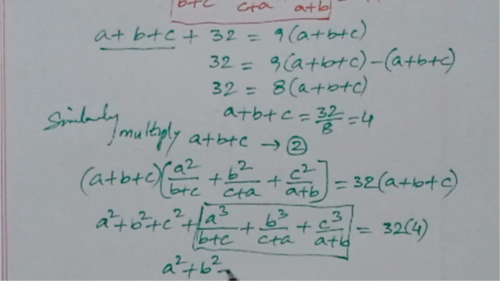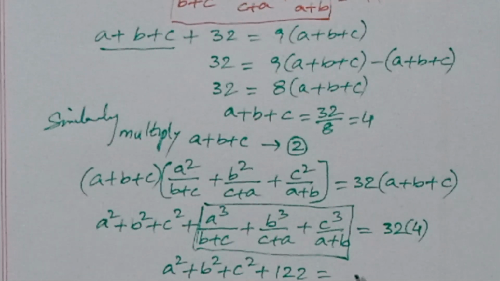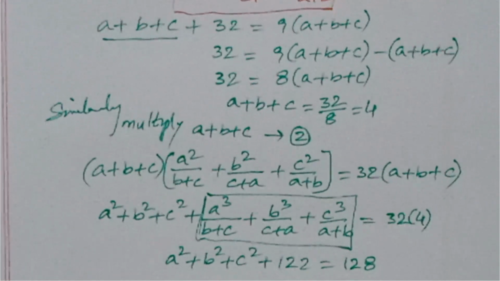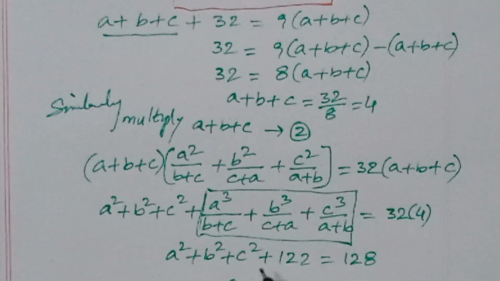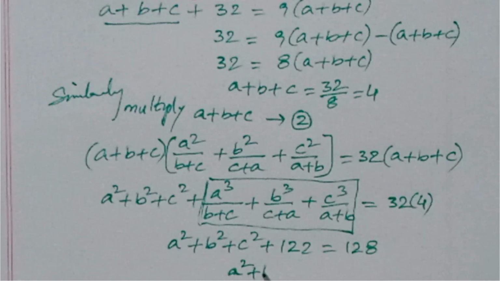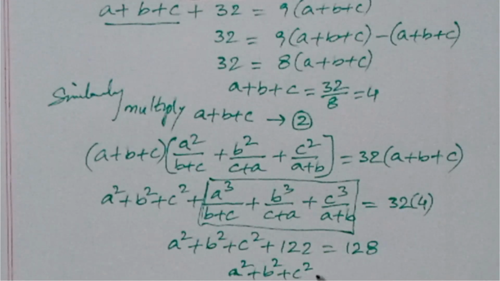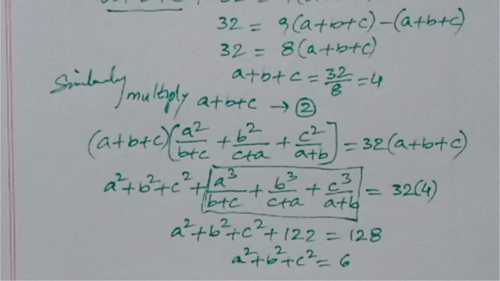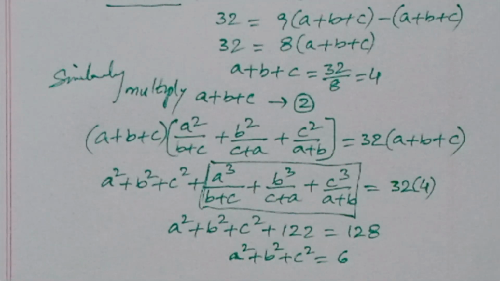a square plus b square plus c square plus 122 is equal to 128. So a square plus b square plus c square is equal to 6.